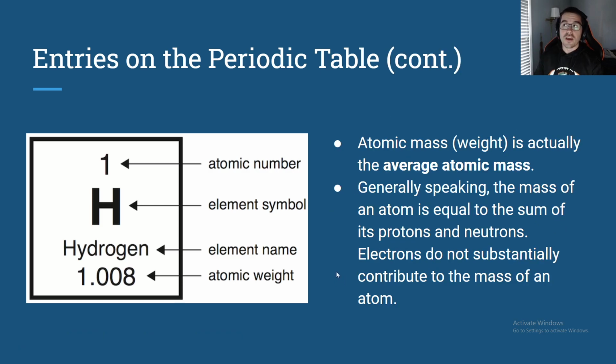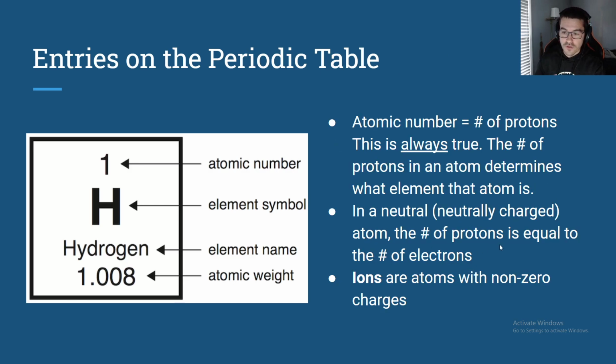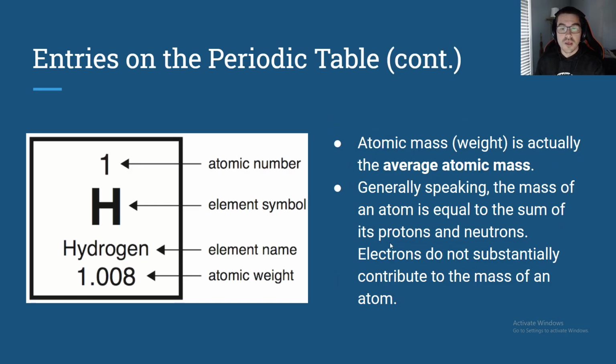Okay, you might be thinking, how do I find the number of neutrons, right? We just talked about protons and electrons. Okay, so in order to determine the number of neutrons, you have to deal with this thing called the atomic mass, or the atomic weight, okay?